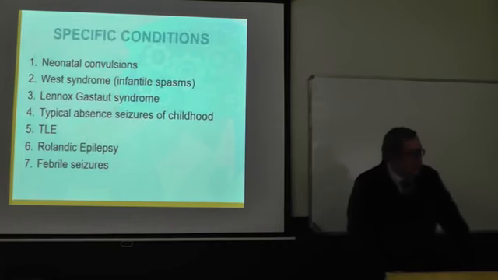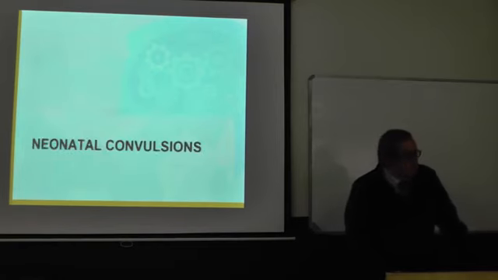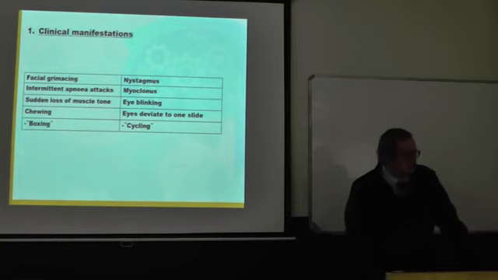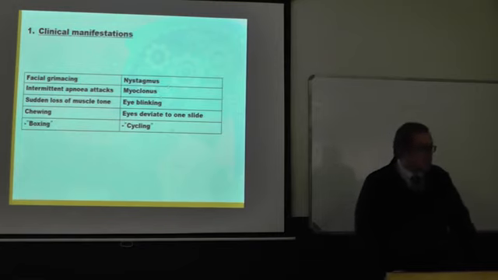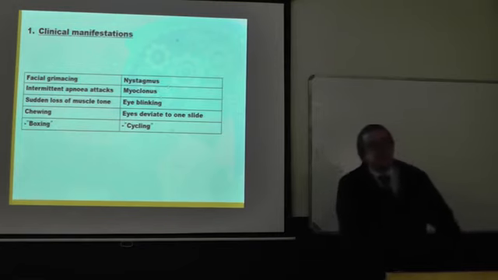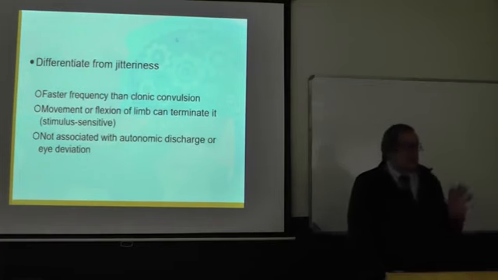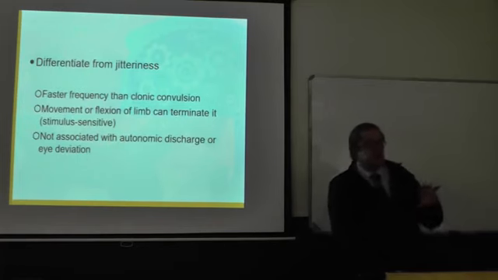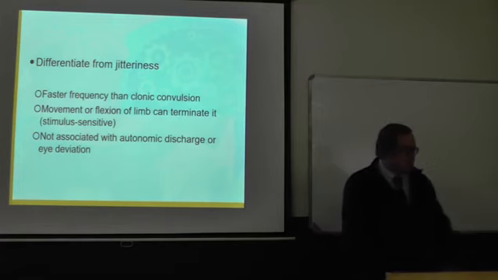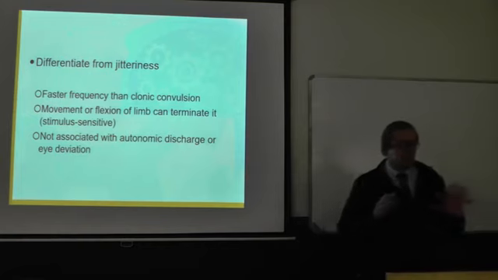So, there are specific conditions that I'm just quickly going to go through. Neonatal convulsions, as I said, clinical manifestations may be subtle. There may be grimacing, apnea, sudden loss of muscle tone, chewing, boxing, cycling, nystagmus, eye movements, eye blinking, eyes deviating to one side. As you know, neonates tend to be jittery, often those that are small for dates or hypoglycemic. So there are ways to differentiate jitteriness from convulsions.